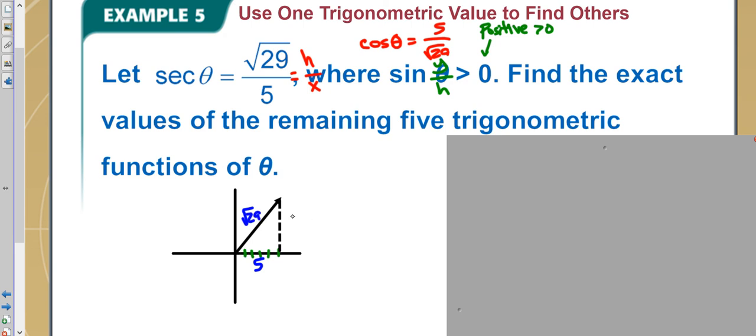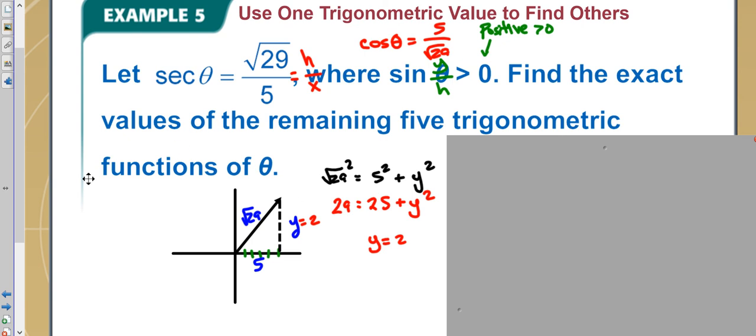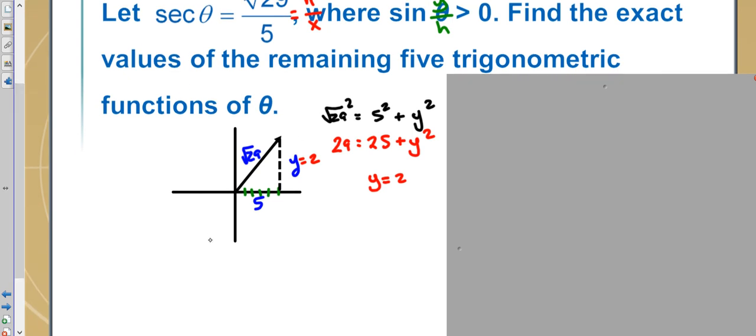If I wanted to get my y value, what would I do? I'd use the Pythagorean theorem. I know that the square root of 29 squared is going to equal 5 squared plus y squared. Well, if I simplify, this is 29. So 29 would equal 25 plus some number squared. Y would have to equal 2, because 25 plus 4 gives me 29. So y is equal to 2. Now that I know that, put that there. It says find the exact values of the 5 remaining trig functions.